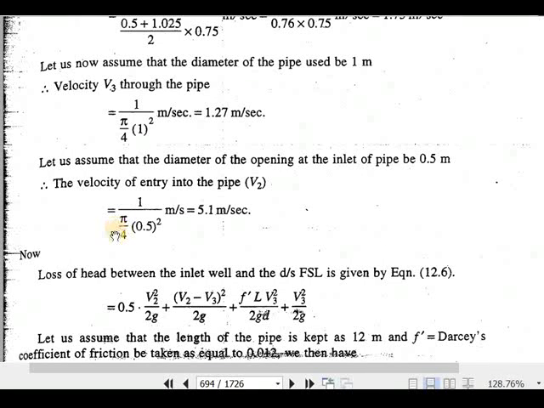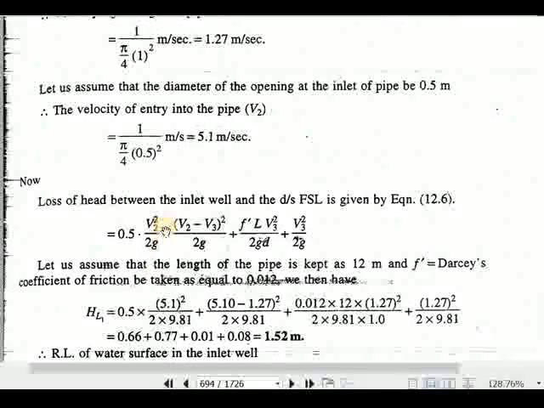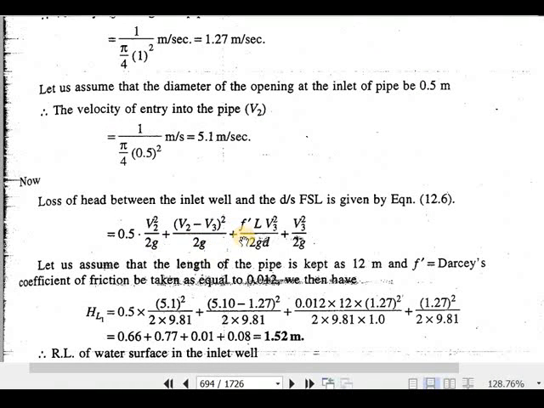Now there will be head loss at V2 and V3 and due to pipe friction. This is the head loss at V3: V2 square over 2g into 0.5, plus V2 minus V3 square over 2g, plus friction losses in the pipe: F dash L V3 square over 2gd, plus V3 square over 2g. You can calculate; F dash is the Darcy coefficient, that is 0.012.